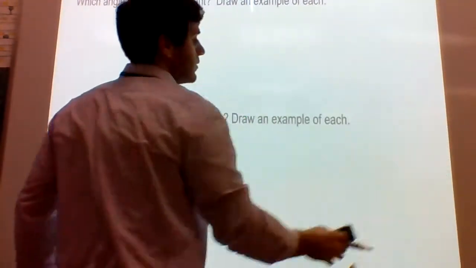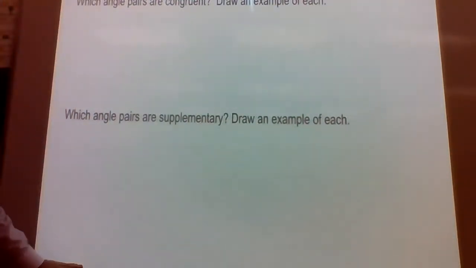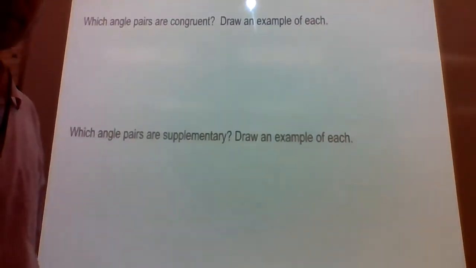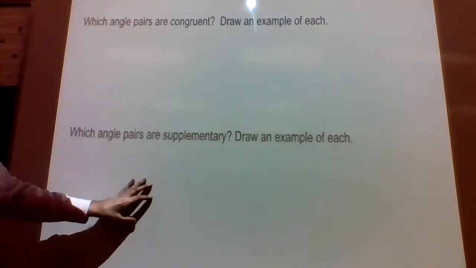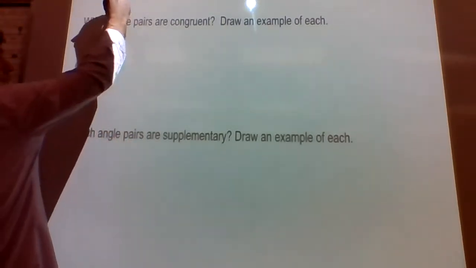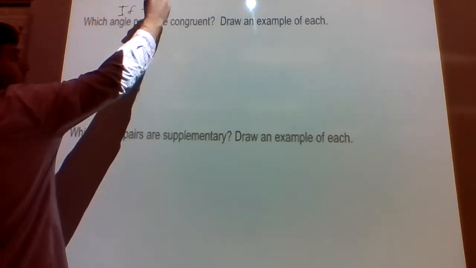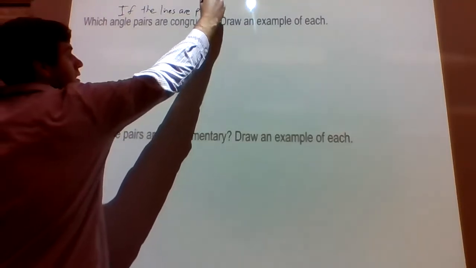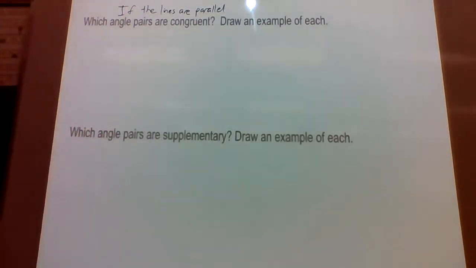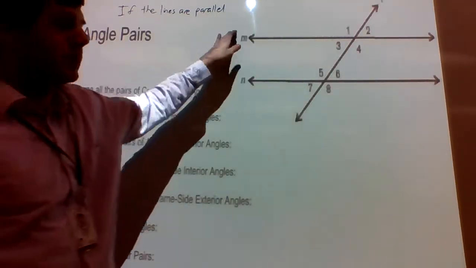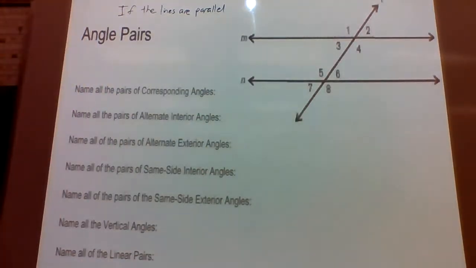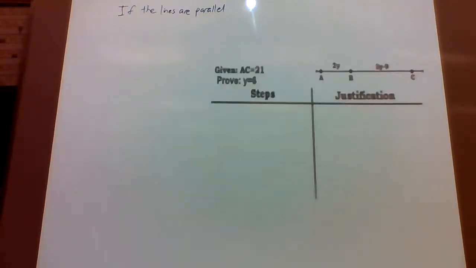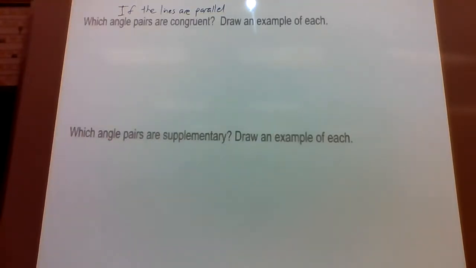So we want to say which of those angle pairs is going to be congruent, which is supplementary. Okay, there's 4 that are going to be congruent and 4 that are supplementary. So this is under the condition if the lines are parallel. So if these lines M and N are parallel, which angle pairs are congruent?